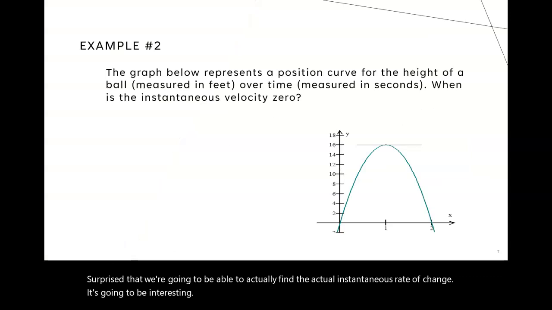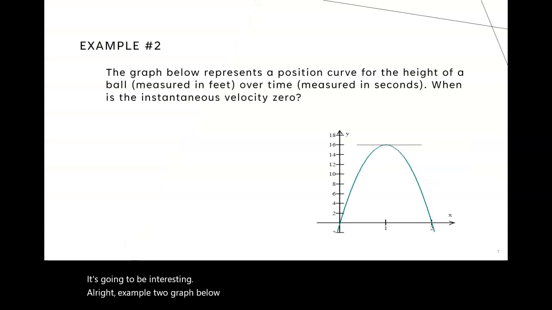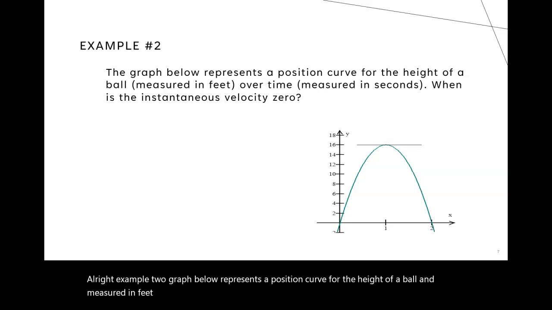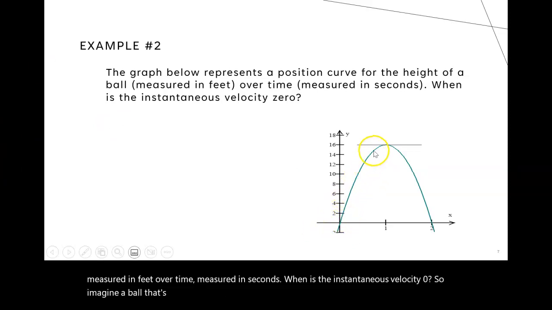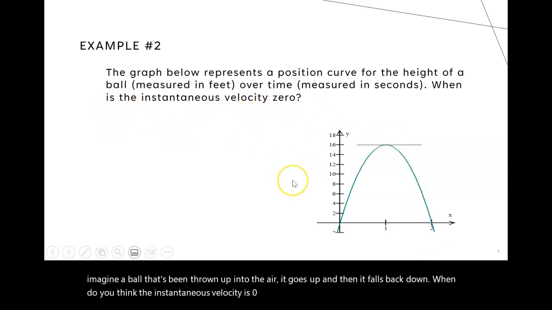All right, example 2. The graph below represents a position curve for the height of a ball, measured in feet, over time, measured in seconds. When is the instantaneous velocity 0? So imagine a ball that's been thrown up into the air. It goes up and then it falls back down. When do you think the instantaneous velocity is 0?